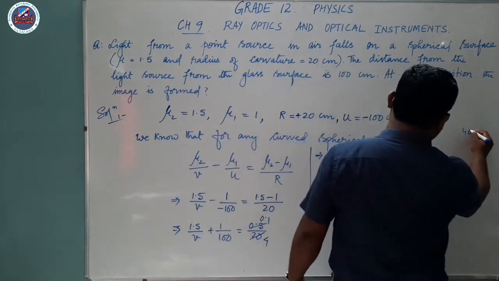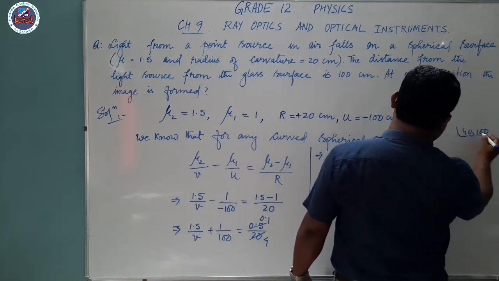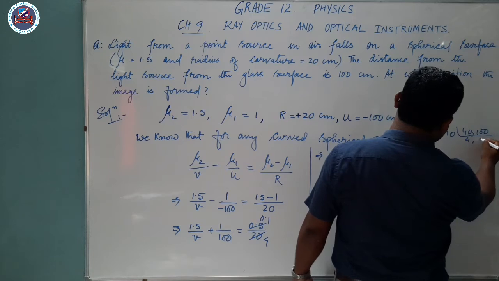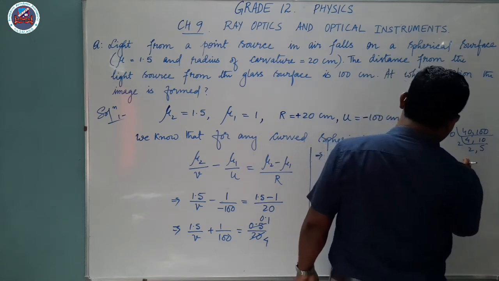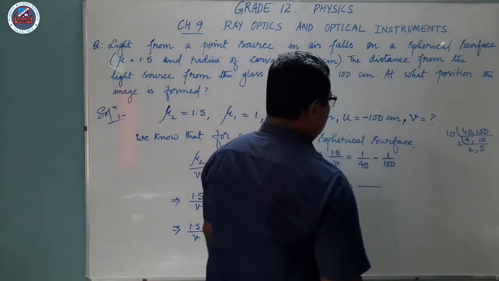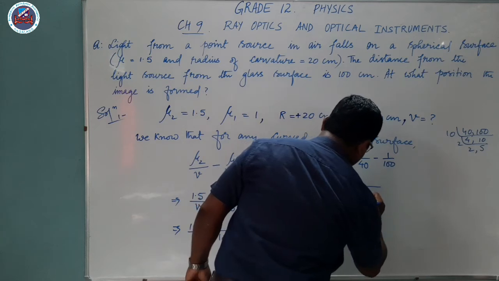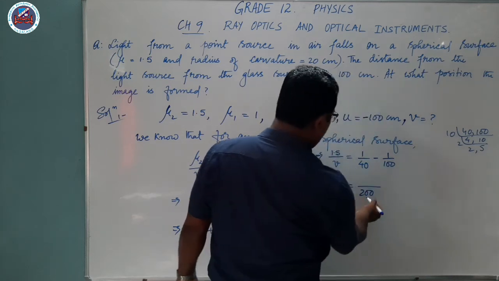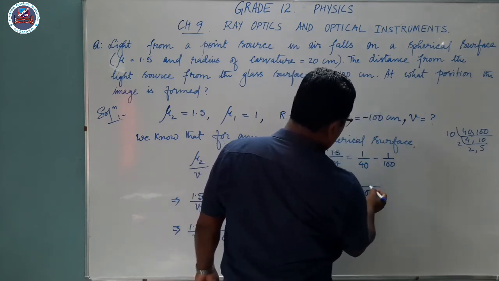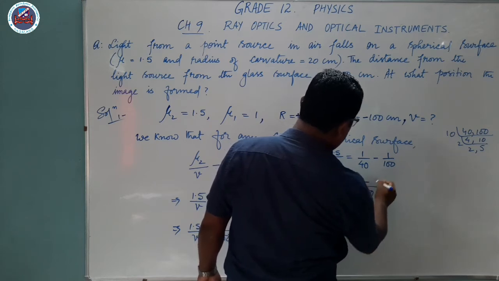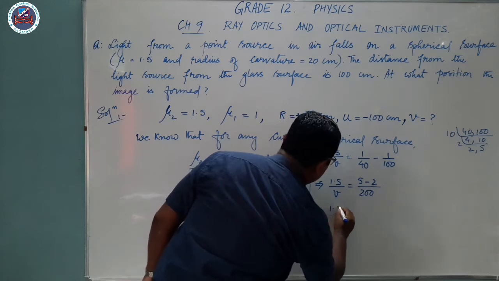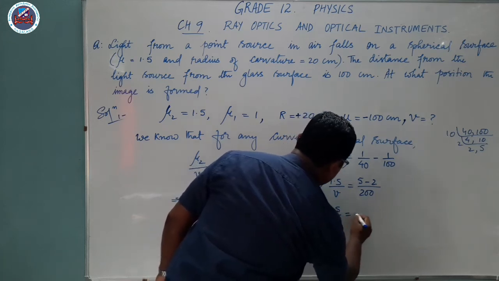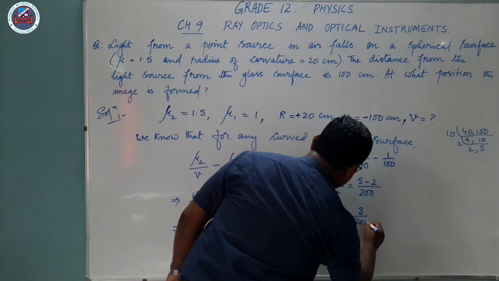LCM of 40 and 100. 10 is common to both of them. 10 4s are 40, 10 10s are 100. 2 2s are 4, 2 5s are 10. 5 4s are 20. 20 into 10 is 200. 40 5 times minus 100 2 times. Then will give us 1.5 divided by v is equal to 3 by 200.